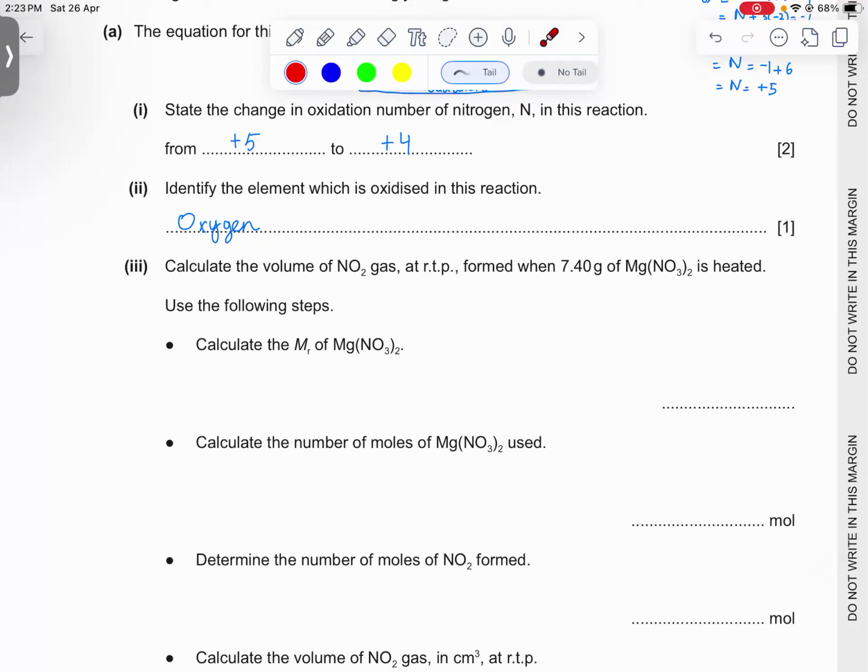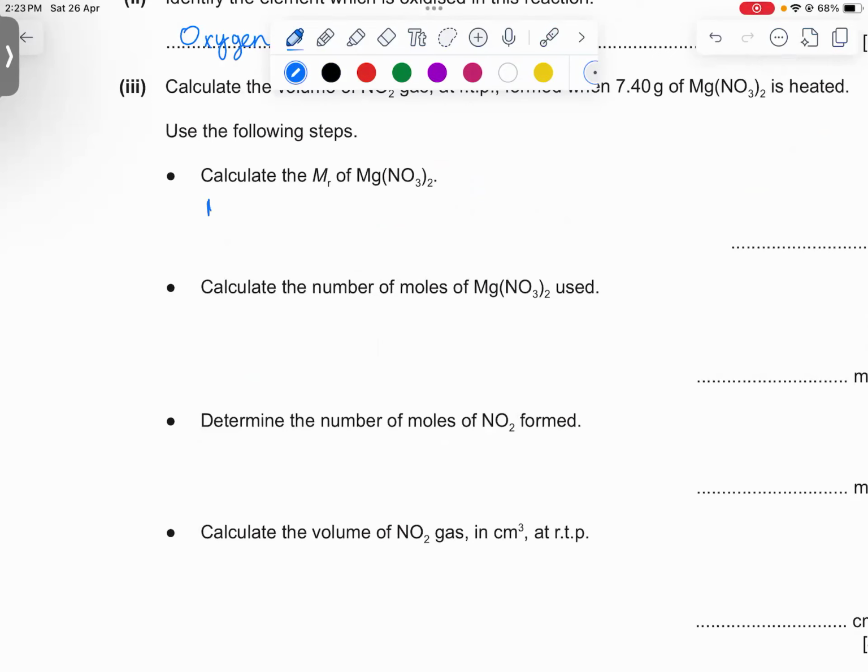Okay. Next question. Calculate the volume of NO2 gas at RTP formed when 7.40 grams of magnesium nitrate is heated. Use the following steps. When they give us 7.40 grams, the Mr should be 74, otherwise why would they give it? But let's find out if Mr is 74. What is the mass of magnesium? Magnesium is 24. Plus, what is the mass of nitrogen? 14. And what is the mass of 3 oxygens? 48. And then we have to multiply this by 2, because it's whole twice.